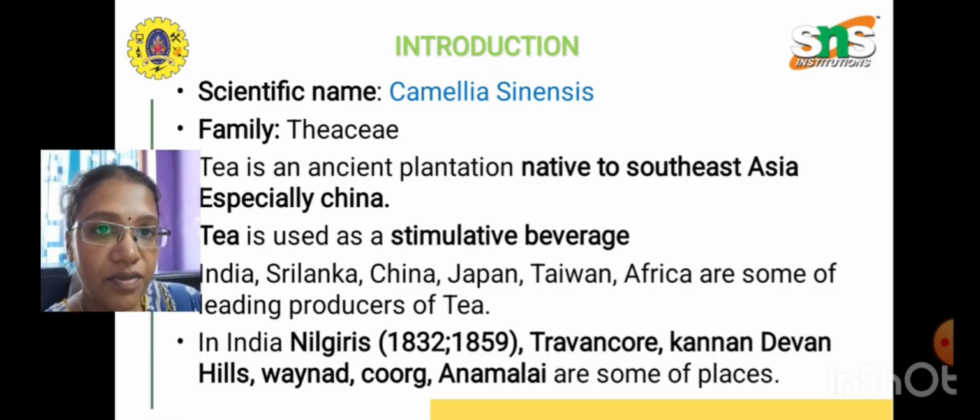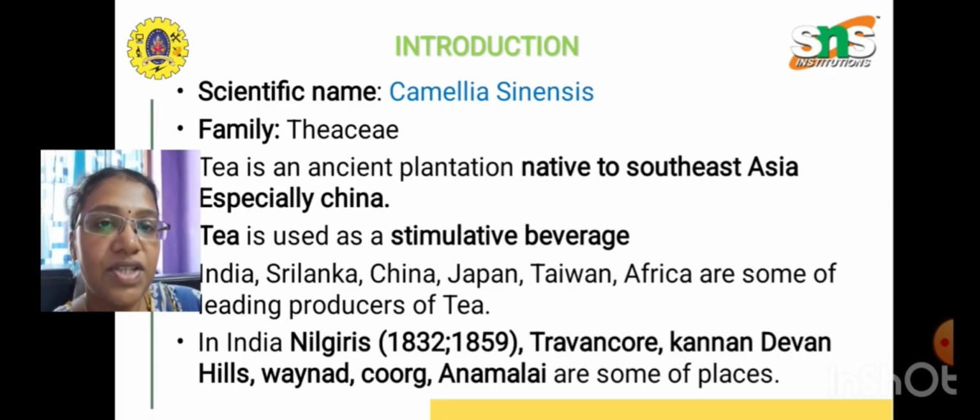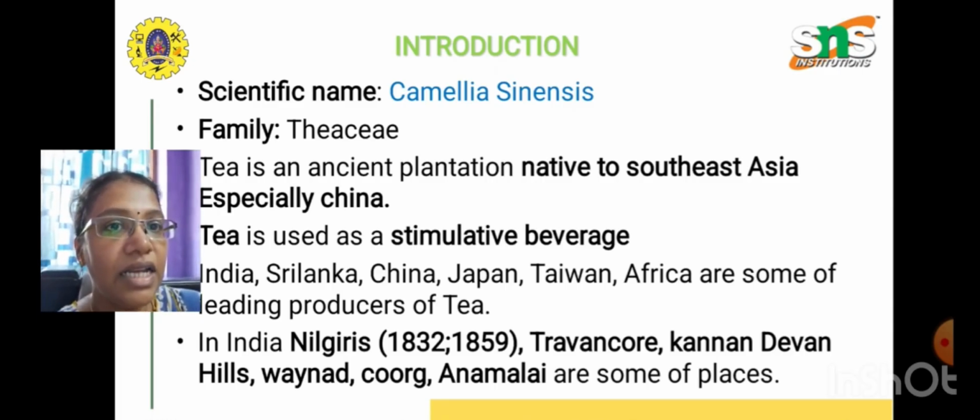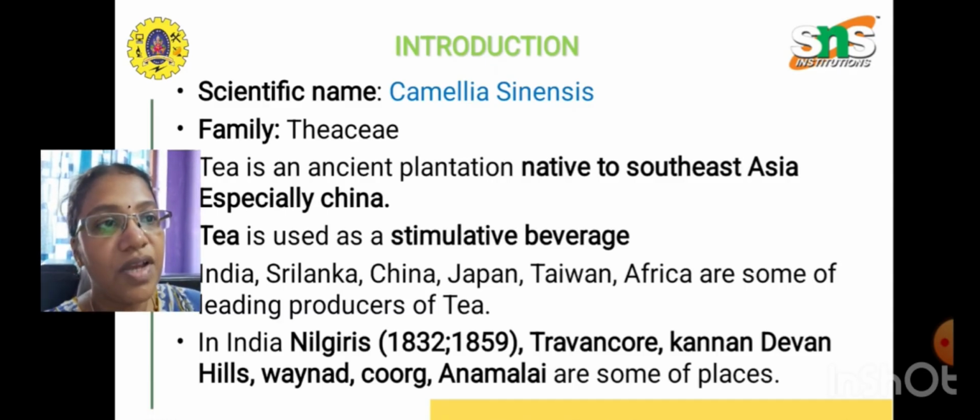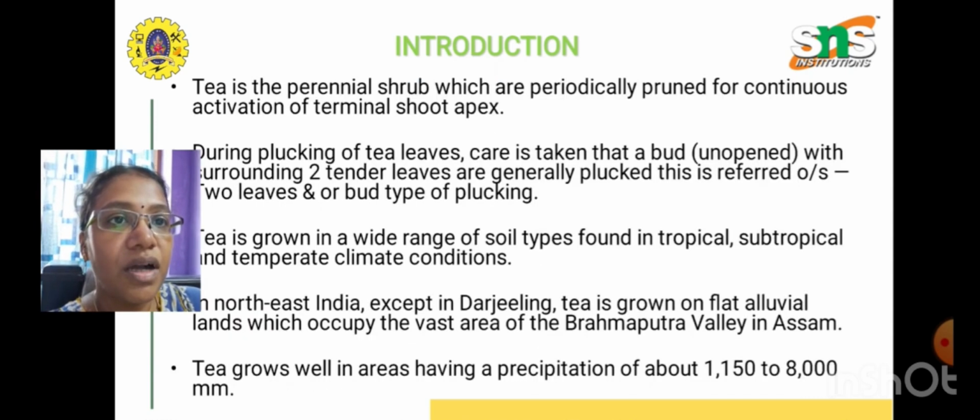And as we all know, it is a stimulative beverage. So it stimulates every time we consume it. And in India, Nilgiris, Travancore, Kannan Devan Hills, Wayanad, Coorg and Anamalai are some of the places where they cultivate the tea leaves. So this is a short introduction about tea.